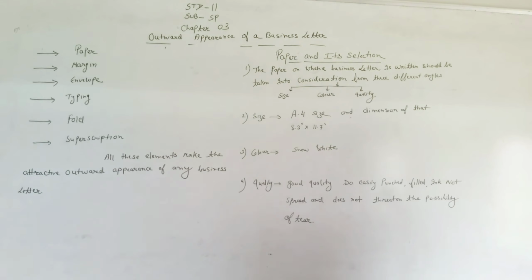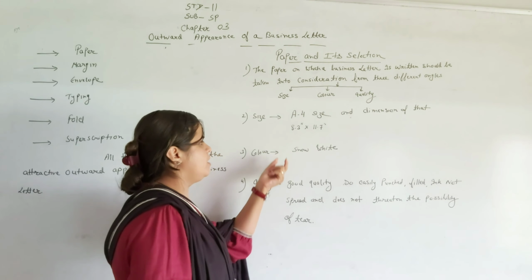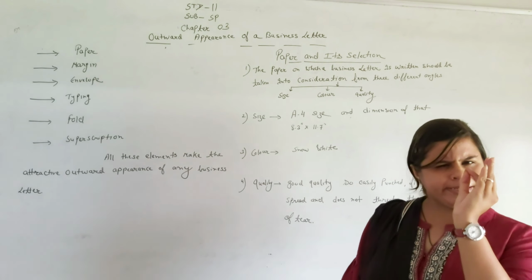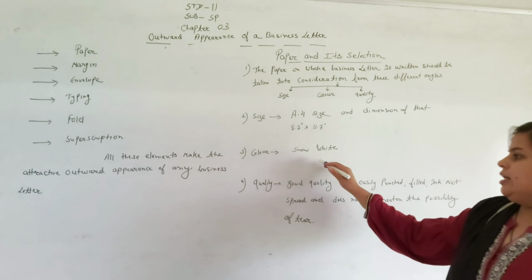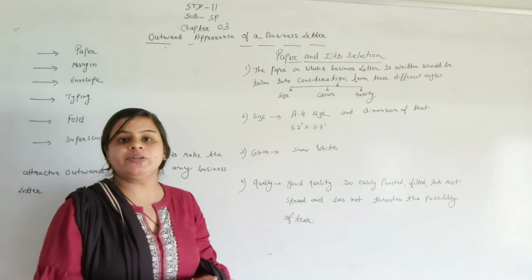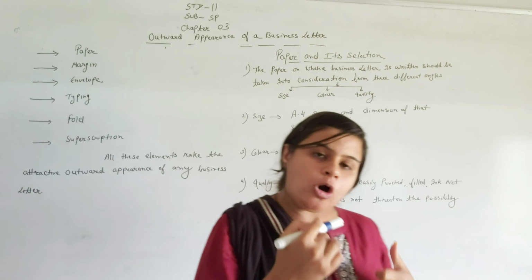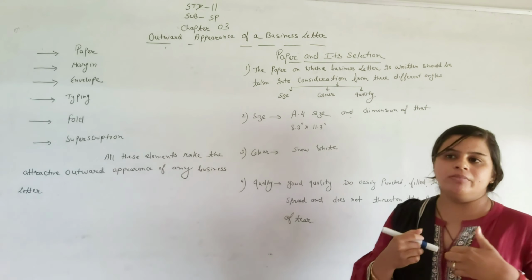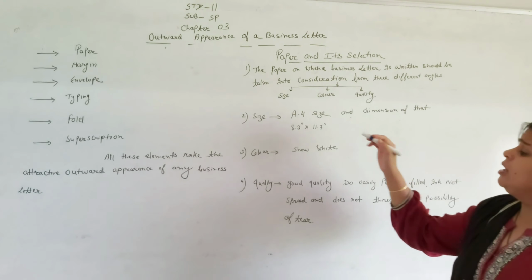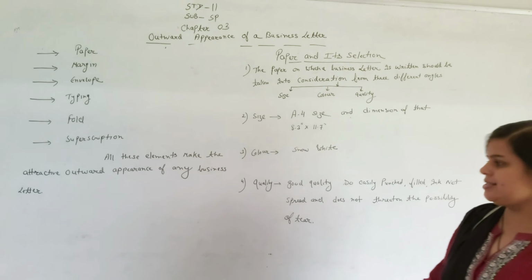Now the second angle is color. Basically the color of the A4 paper is snow white, not theoretical white but a little bit dull white. It is not banned or prohibited to use colors like sky blue, red, green. But when we talk about a business letter, it should be attractive and in a professional form. So generally snow white paper is more preferable for writing a business letter.